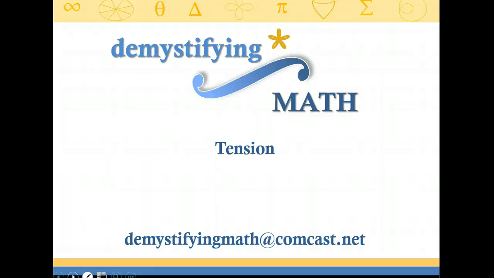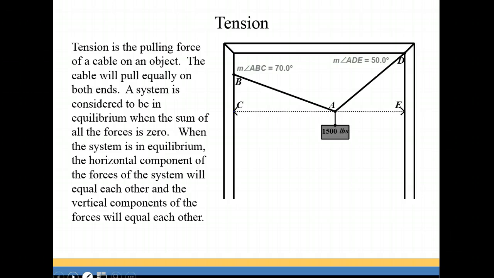Welcome to Demystifying Math. In this lesson, we're going to be discussing tension. In this example, we have a 1,500-pound object that will be suspended by two cables. The cables are AB and AD. The tension is really a pulling force of the cable on the object. The cable is going to pull equally on both ends.